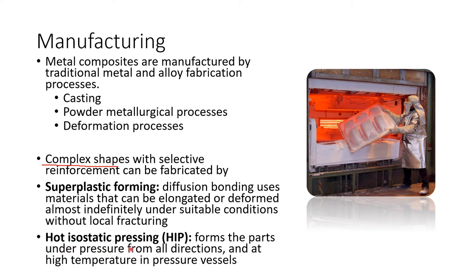Okay, so hot isostatic pressing is going to form the parts under pressure. Isostatic means pressure from all directions, and hot means high temperature, in pressure vessels. Pressure vessels are just a machine or instrument, because you're using a very high temperature with pressure in all directions. And we call that kind of press hot isostatic pressing, just for shaping complex shapes and your products. So let me erase this. For regular shapes, just do casting, and the regular metallurgical process and deformation.